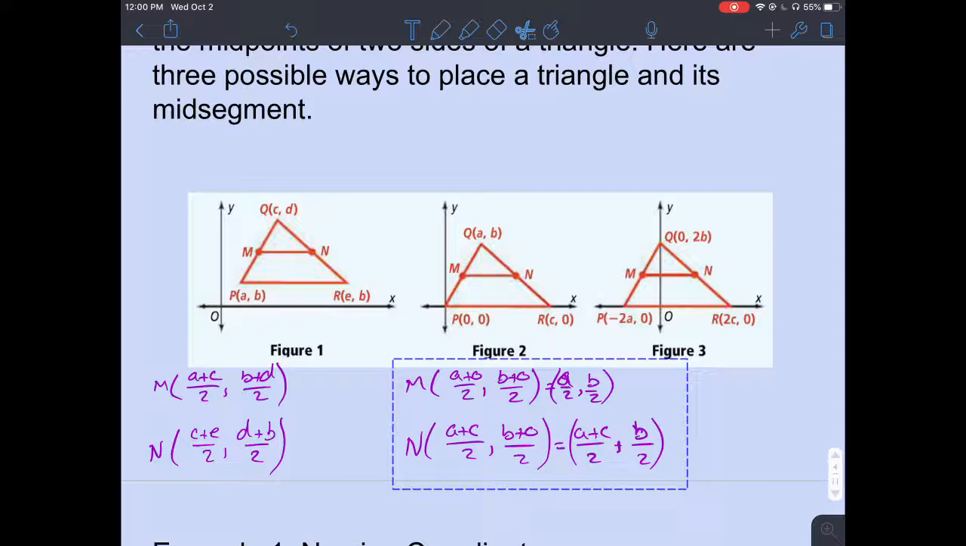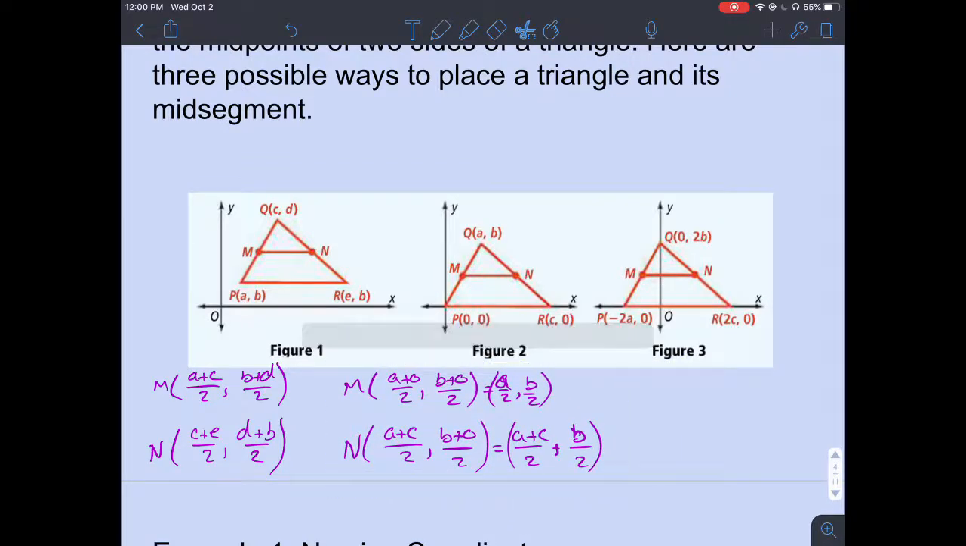So let's move this over here so we have a little bit more room. And now let's look at our last one. Now our figure's been split, so we have a few more zeros in our coordinates. So let's look at M now.